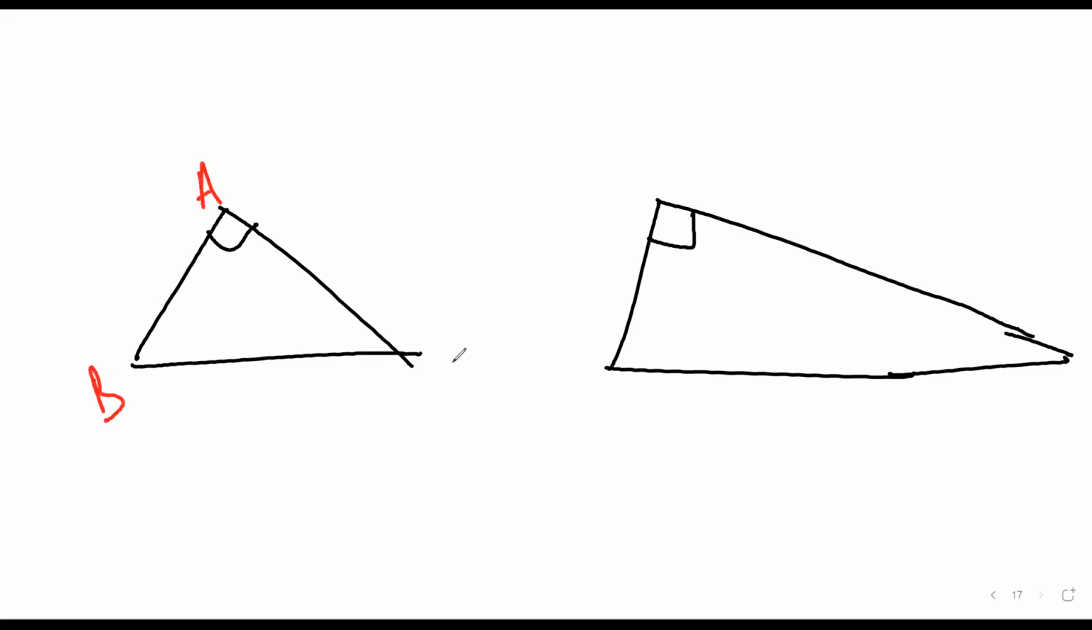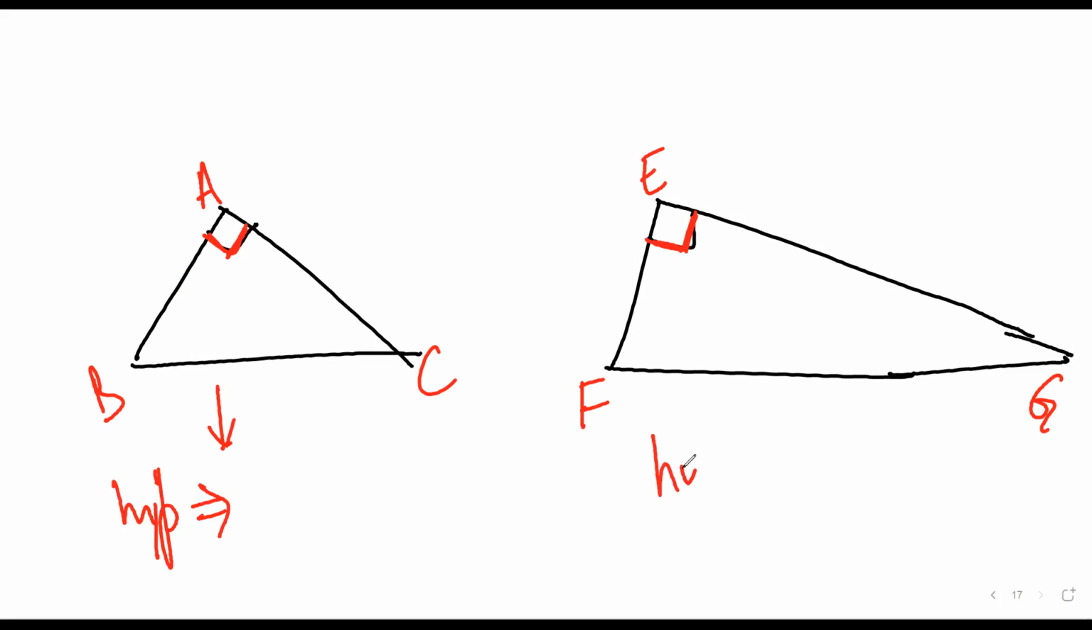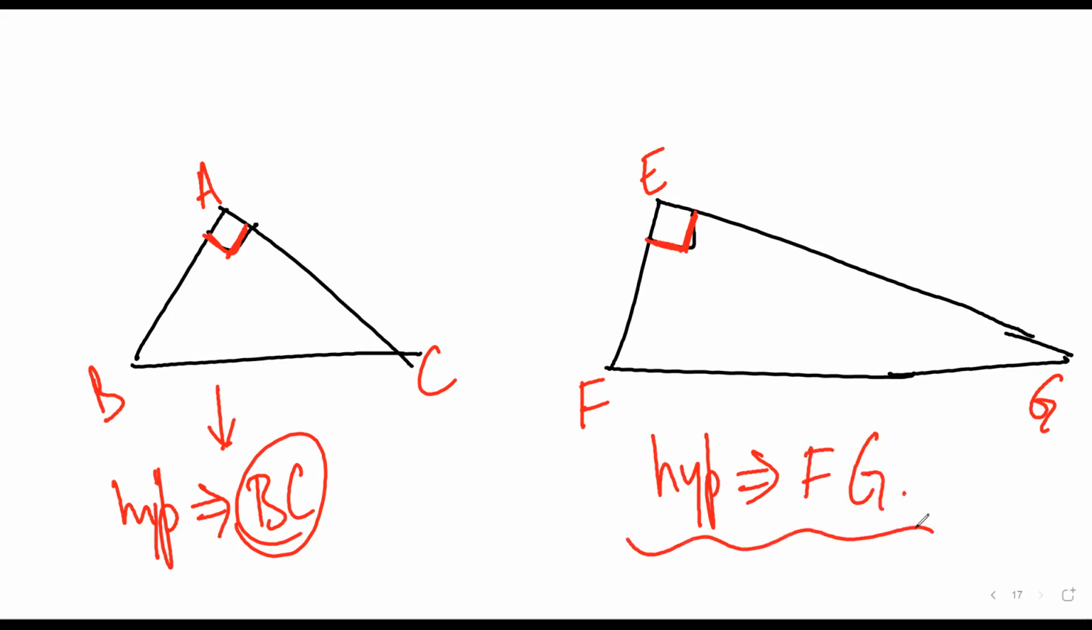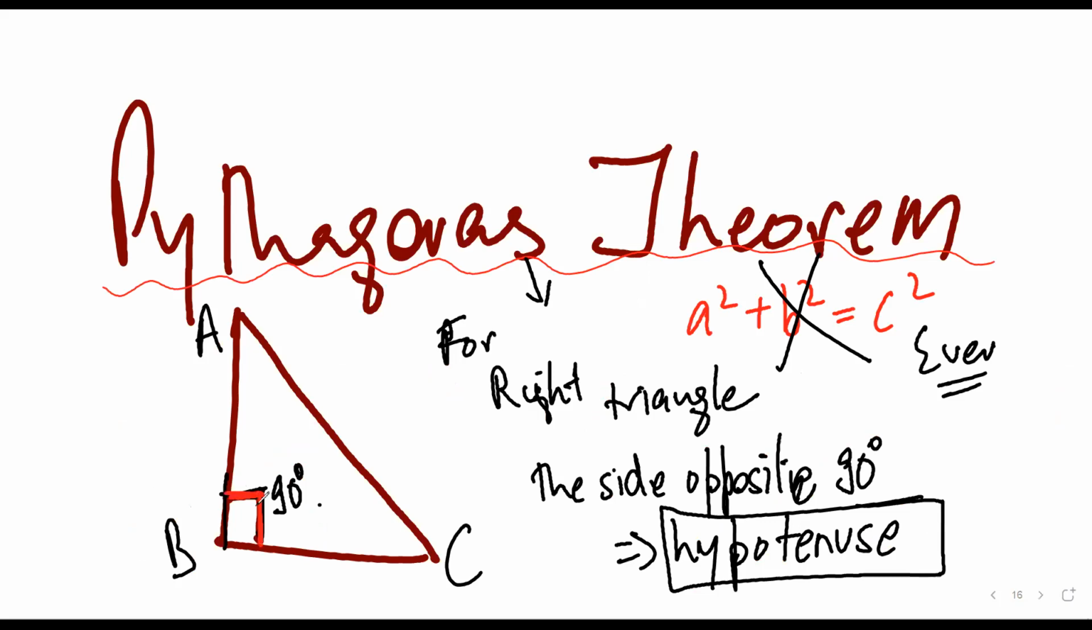So, Mr. Sarthak, if I take these two examples, E, F, G, this angle is 90 degree. This angle is 90 degree. Mr. Sarthak, in this triangle, which is hypotenuse? Which side is hypotenuse? So BC and FG. So there is only one hypotenuse. In this triangle it is BC, shabash. And in this triangle, this would be FG. Mr. Sarthak, any doubt? No, sir. So, the side which is opposite 90 degree would be the hypotenuse.